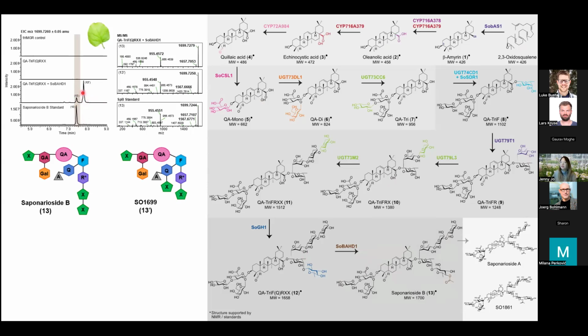Actually, this peak is quite abundant in the flower, so we were able to purify it from soapwort flowers and get NMR data on it. And it turns out that it's a structural isomer of saponin B, which I termed SO1699. So saponin B has a xylose in this chain, while SO1699 has the xylose attached to the quinovose moiety here. So with that, saponin B is one step away from saponin A. We still require an additional xylose here to get to saponin A.